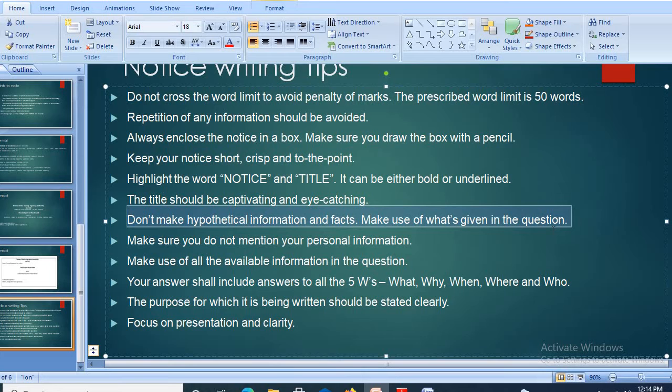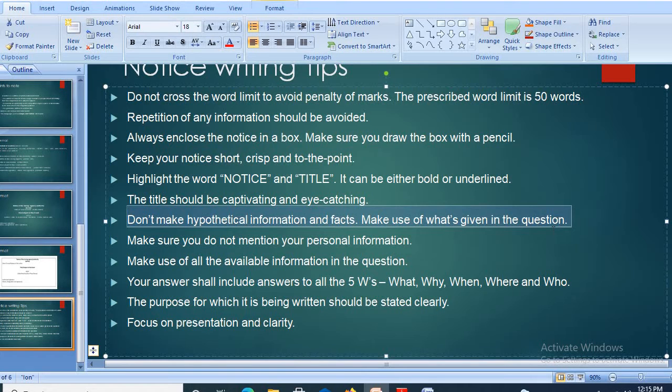Make sure you do not mention your personal information. You should not give your personal information. Okay, this is something that you should all follow. Please don't give your personal information in a notice. Okay, you can write A, B, C, X, Y, Z like that. No need to write your name and all this. If you wish, you can write it, but it is better not to mention your personal information in a notice.